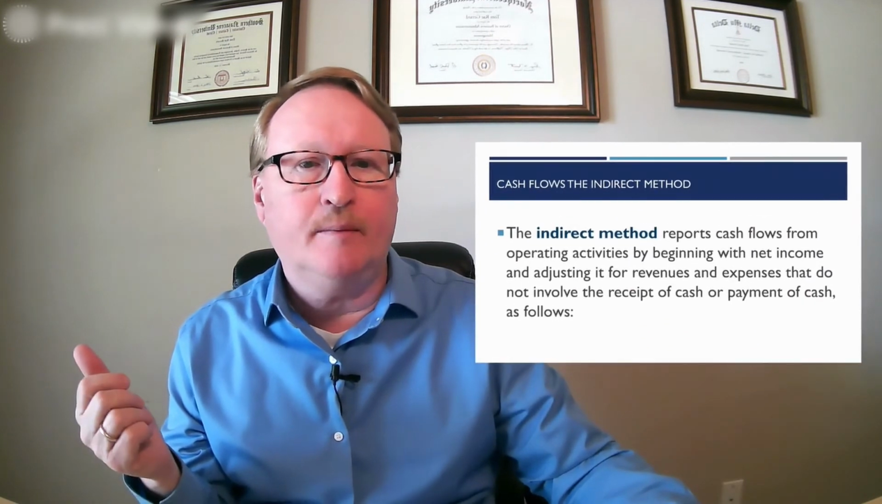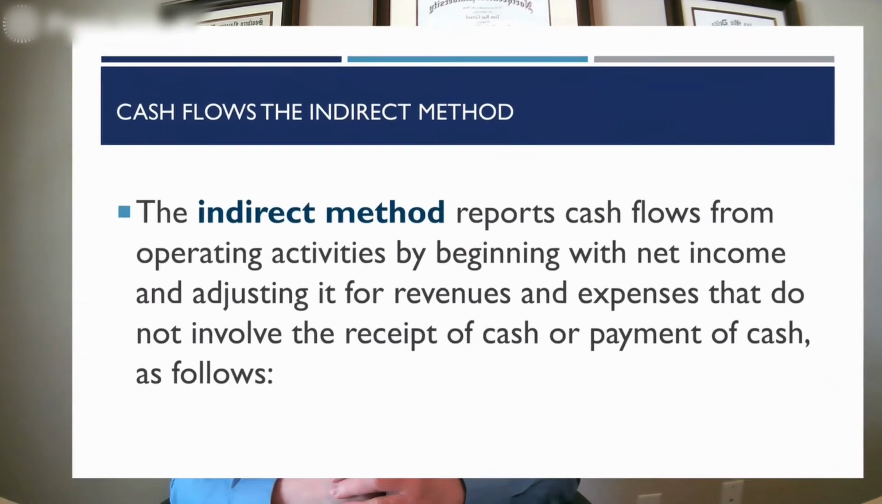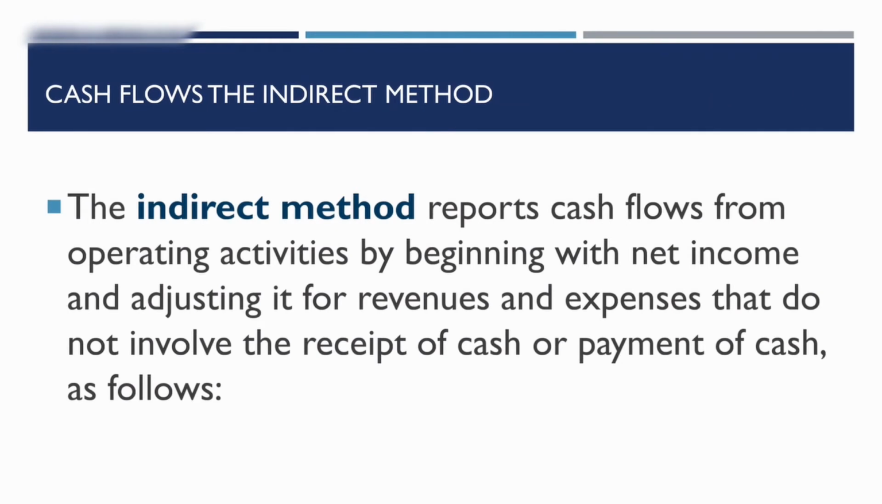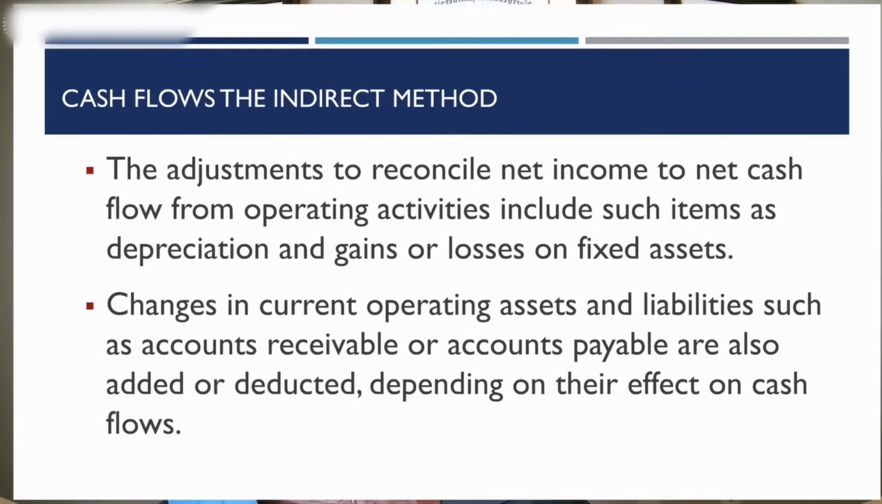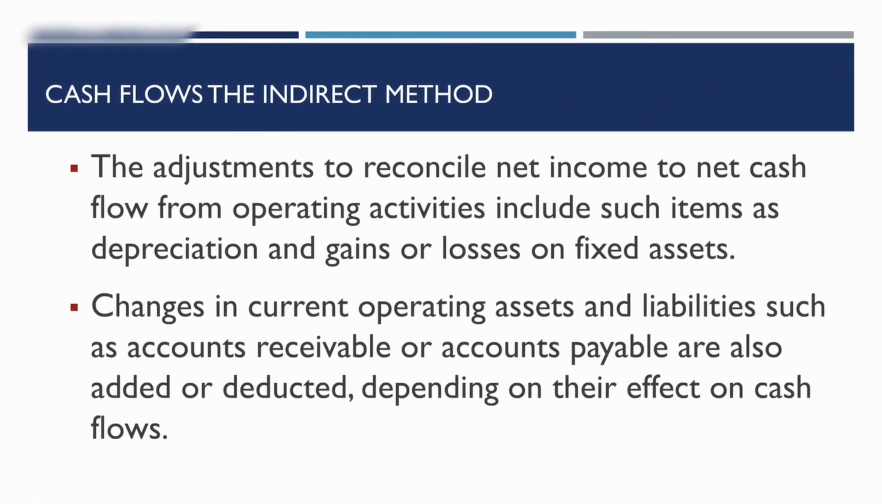Now, like I said, GAAP requires the indirect method. And the way the indirect method works is it actually takes your operating activities on your income statement. You'll say beginning with net income and adjusting it for revenues and expenses that do not involve the receipt of cash or payment of cash. So they have to take your income statement, and you're going to reconcile the income statement to cash flow from operating by going through different line items and adjusting them.